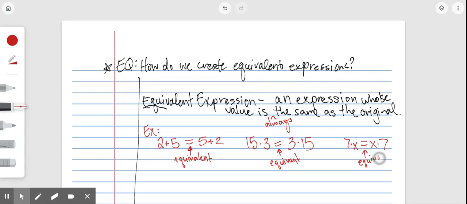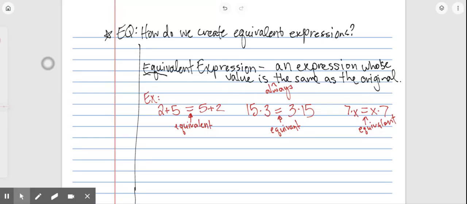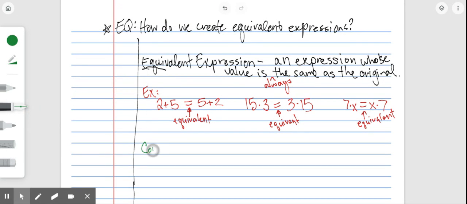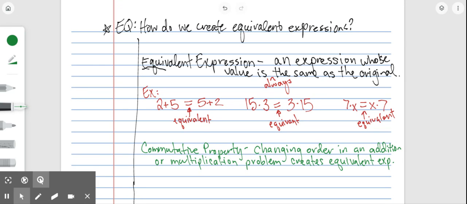Okay. So what we're going to do today is talk about some of the properties that give us equivalent expressions. So let's start with the commutative property. Now, like I said before, these are all properties that you have used before. You just didn't know the name of them. So the commutative property goes like this: changing the order in an addition or multiplication problem creates equivalent expressions.